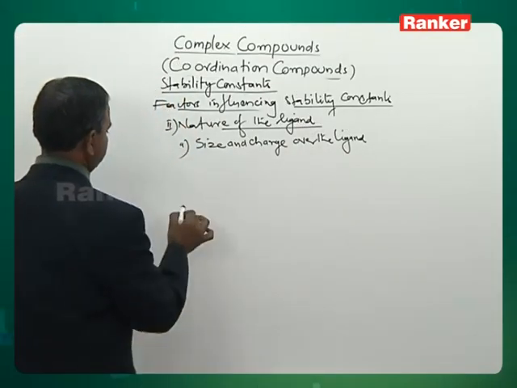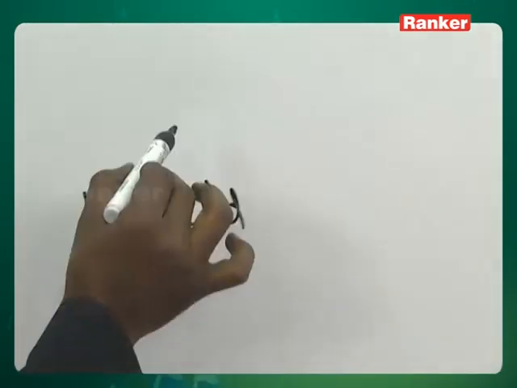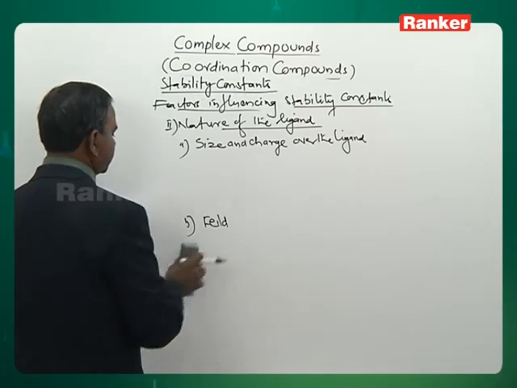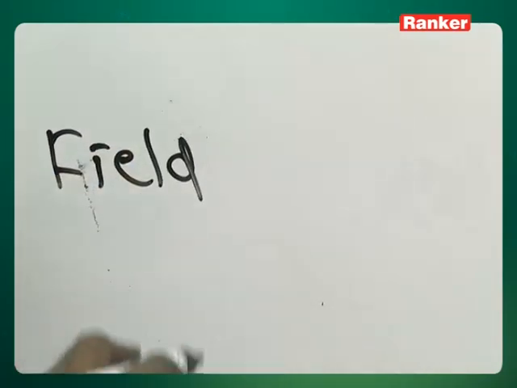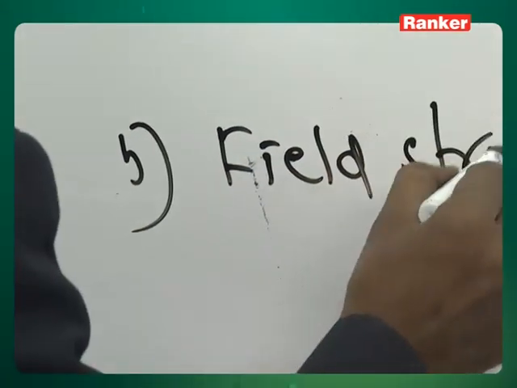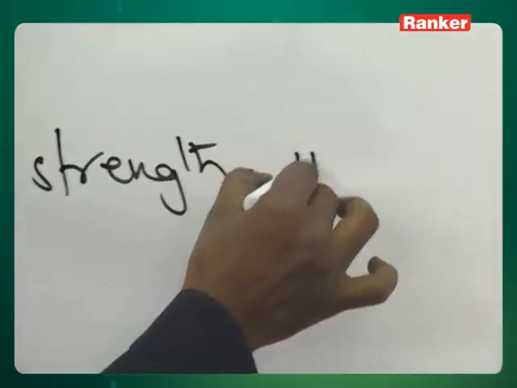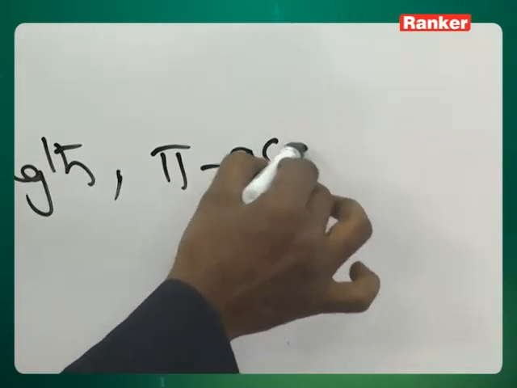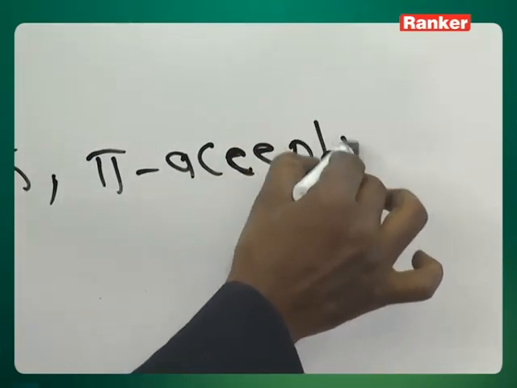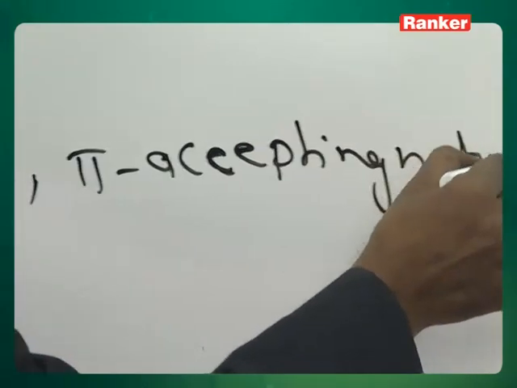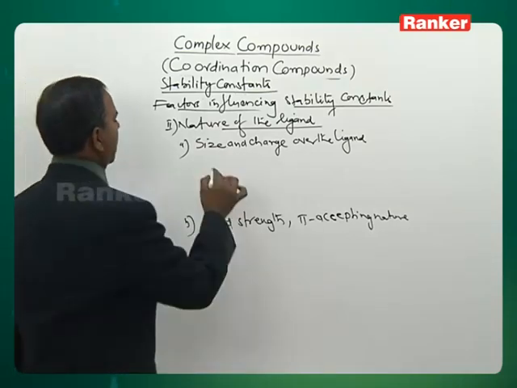Size and charge of the ligand. Field strength of the ligand. Field strength, pi accepting nature, pi accepting. Many are there. Let us discuss these two factors under this nature of the ligand. Size and charge of the ligand.